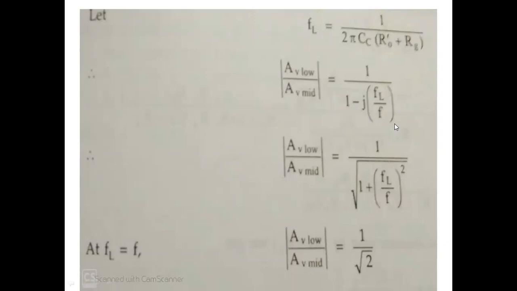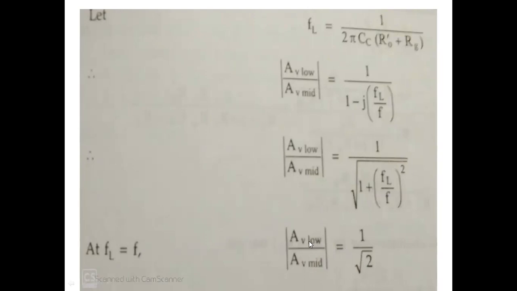So that is square root of 1 square, that is 1 plus b square. A square plus b square, 1 square, that is 1 plus, in place of b, we have FL by f. So FL by f whole square. Okay. So at f equal to FL, this term becomes 1 by root, because it becomes 1. So 1 plus 1, 2, root, 1 by root. So this is the gain at lower frequency.